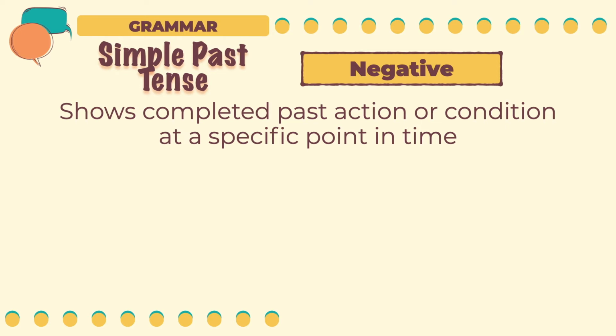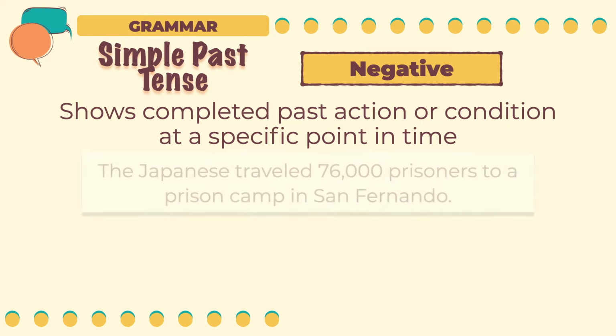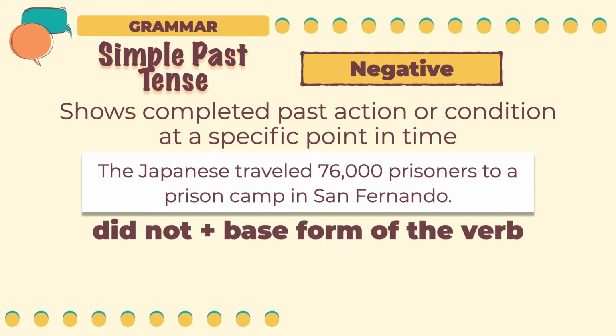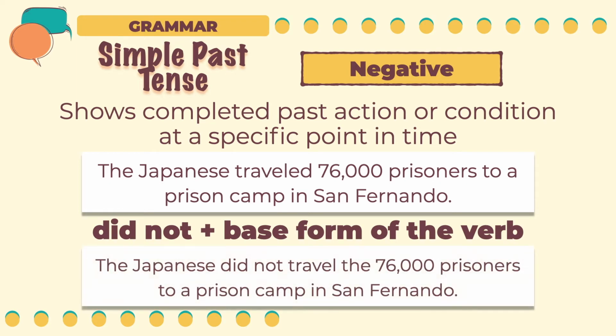Look at these examples. The Japanese traveled 76,000 prisoners to a prison camp in San Fernando. In forming simple past negative, the formula did not plus base form of the verb is followed. So, if you will transform the positive sentence, the Japanese traveled 76,000 prisoners to a prison camp in San Fernando, to a negative sentence, it would be, the Japanese did not travel the 76,000 prisoners to a prison camp in San Fernando. The verb traveled is changed to did not plus base form of traveled, which is travel.